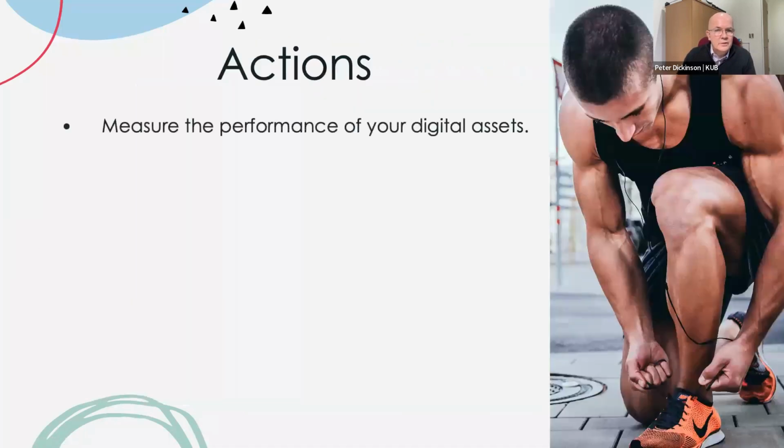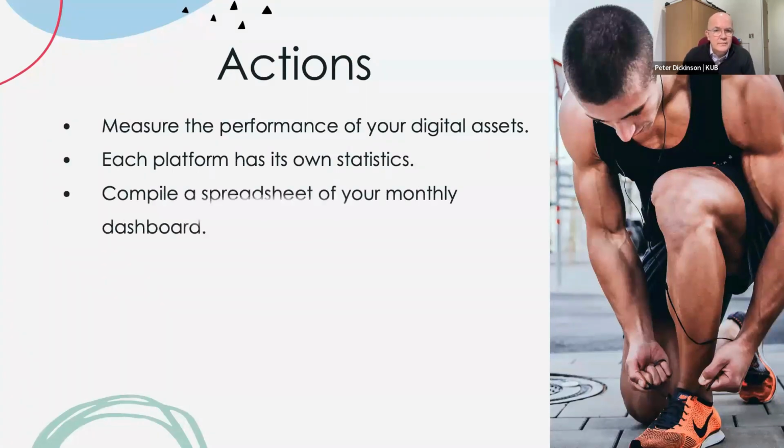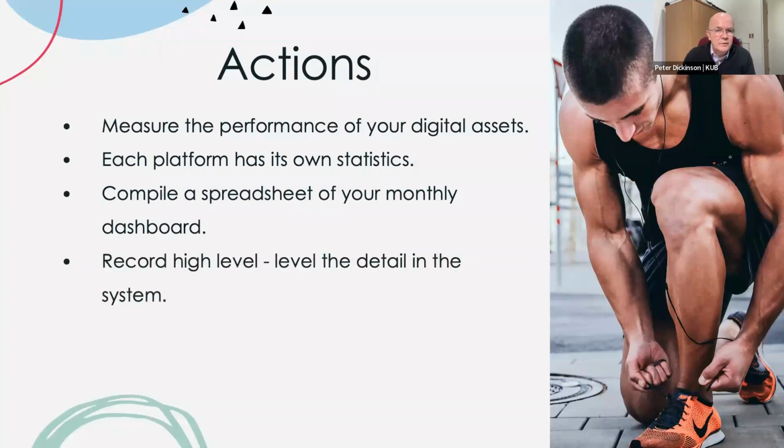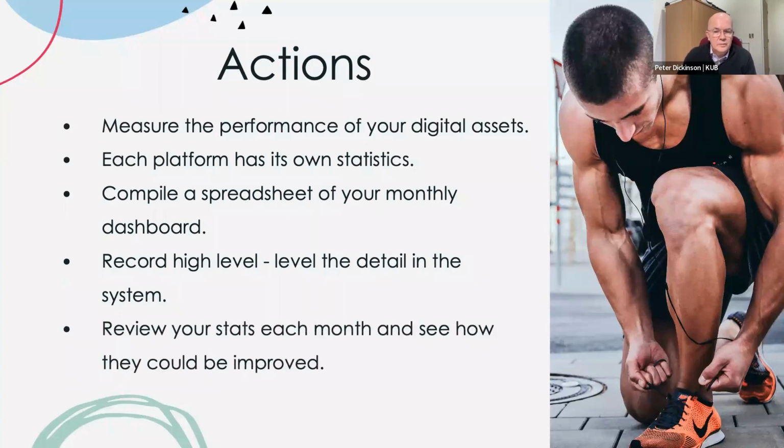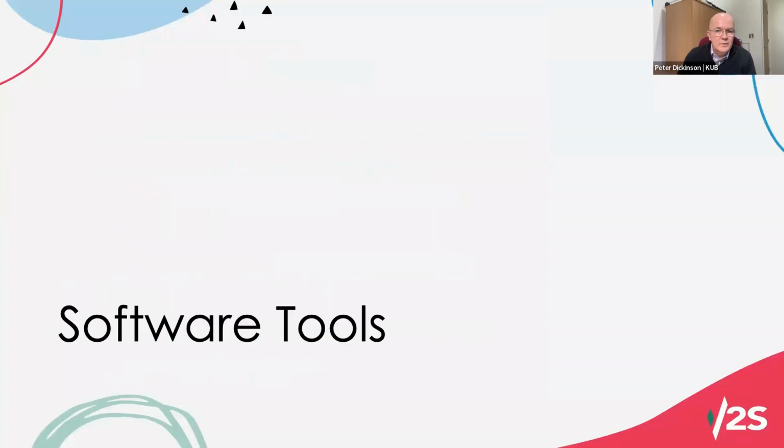So a few actions: measure the performance. Make sure you can measure the performance of your digital assets. Each platform does have its own stats. As I say, compile a spreadsheet of your monthly dashboard, record at high level and leave the details in the system is what we found works. And then review each month. If you struggle with monthly, move to quarterly and implement a 90-day cycle, which we've talked about in previous workshops.